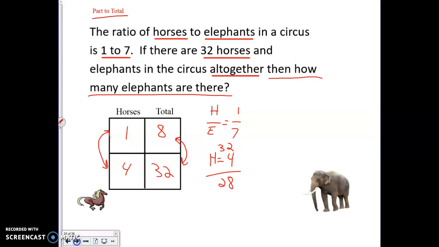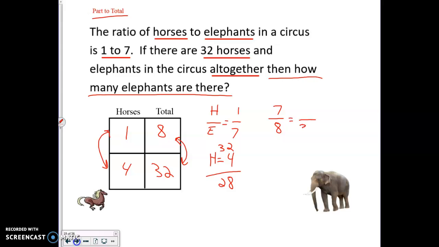Now another way to look at this, guys, and this is the way I would do it personally. I wouldn't do the horses aspect. Okay, I wouldn't look at the 1 to 7. That's again why I'm not a big fan of the way they've written this out in the factor puzzle. To me, that's more confusing. So if I look at it this way, if it's 1 to 7 horses to elephants, that means it's also 7 to 1 elephants to horses, or elephants to total would be 7 to 8. All right? So 7 out of all 8 animals were elephants.